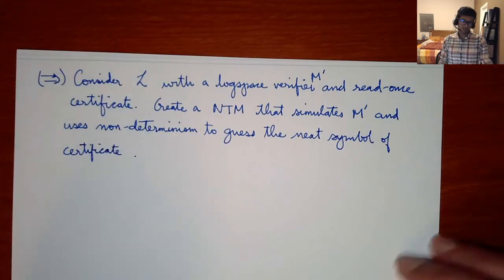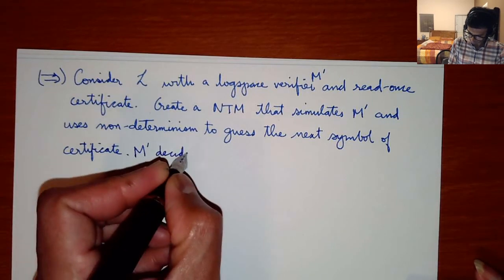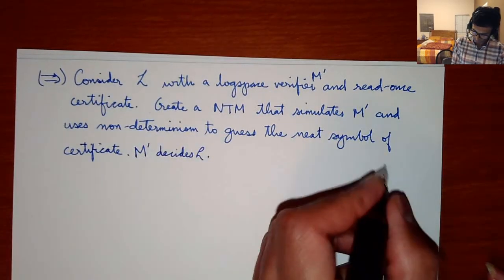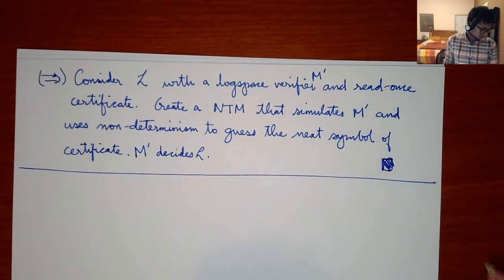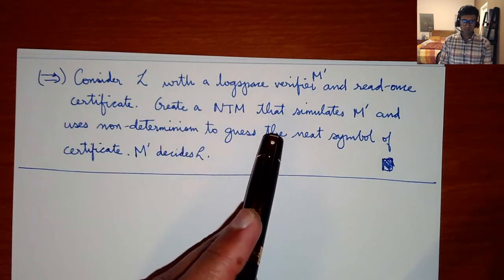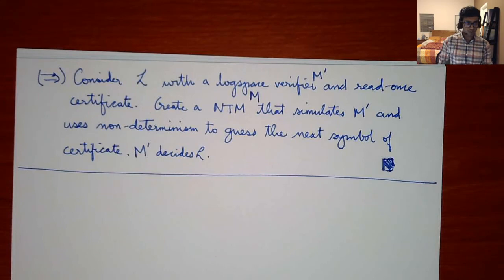Right, so this is even easier. So then we know that M prime decides L. That ends the theorem. It's pretty straightforward. It basically says that if there's a certificate that's read once, then your non-deterministic log space machine just guesses the next symbol of the certificate. At any point, it simulates M prime and the certificate using non-determinism.